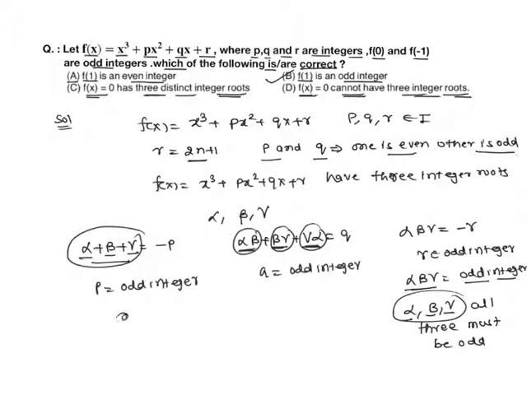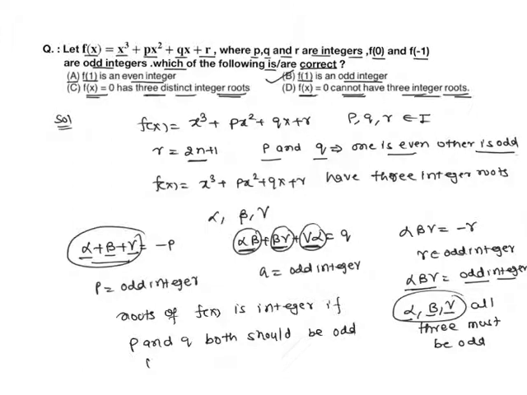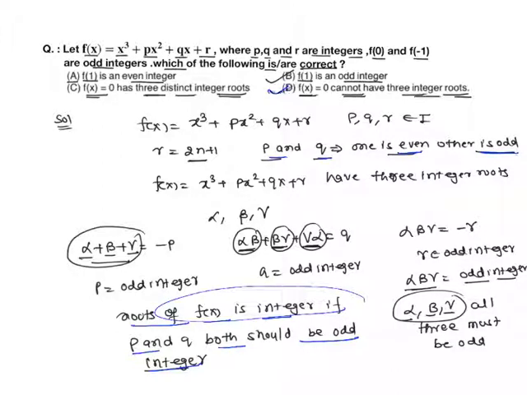We can say the roots of f(x) are integers if p and q both should be odd integers. We know that for p and q, one is even and the other is an odd integer. That means p and q both should not be odd integers. That means we can say the roots of f(x) are not integers. That means option D is correct.